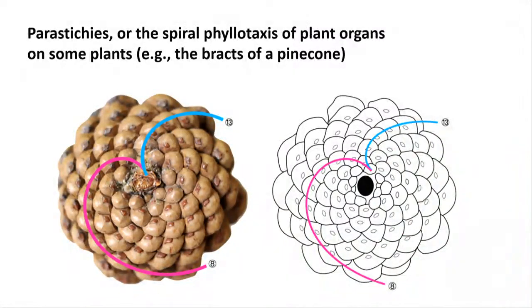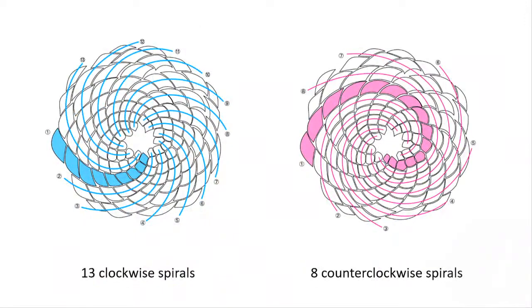We also see Fibonacci numbers in phyllotaxis, which is the spiral arrangement of plant organs on some plants. So in this case, the bracts of pine cones. As the pine cone grows, each bract is arranged in a spiral pattern. And we can see different ways that the spiral pattern can be traced. If we count the number of bracts on each of those patterns, we typically arrive at a Fibonacci number. So in many cases, 13 for clockwise, 8 for counterclockwise.